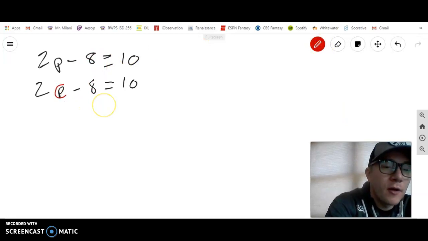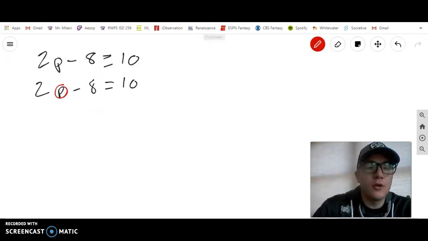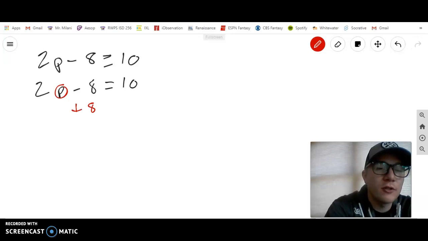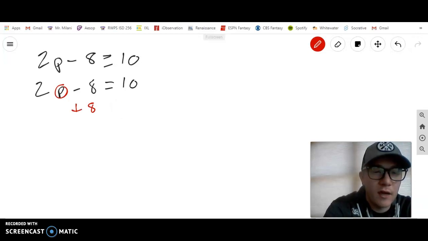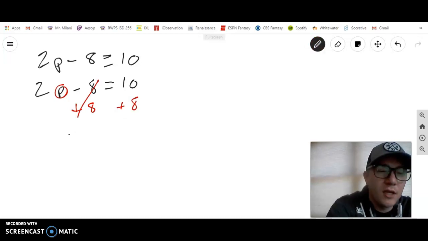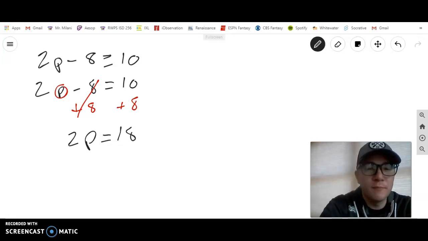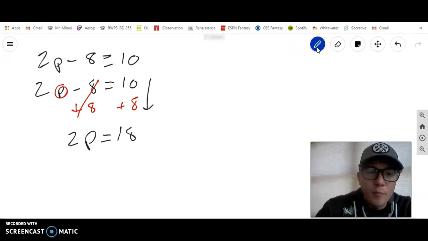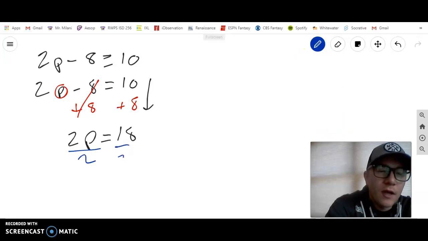Okay, well, I want to get that variable alone. Something that we tend to want to do right away is we see this 2, we want to divide right away. We can't do that first. You have to remember that I have to get this 8 out of here, so I'm going to do the inverse of subtracting. It's currently a negative 8. I'm going to add 8 to both sides to get rid of it. So now I've got 2p equals 18, because that 10 plus 8 is 18. And now I finish with my final step by dividing by 2, and I'm going to get p is equal to 9.